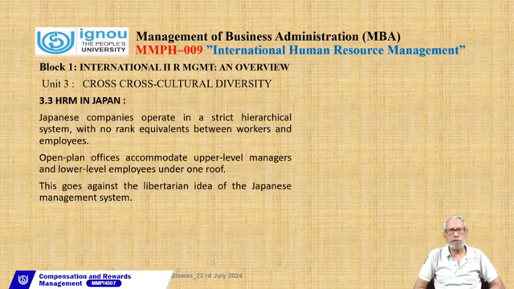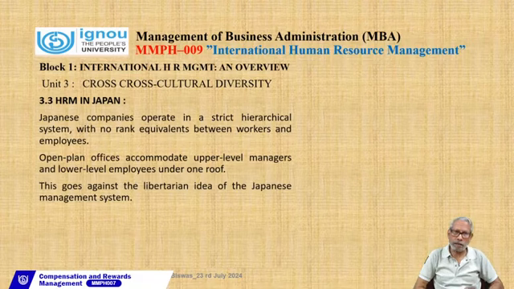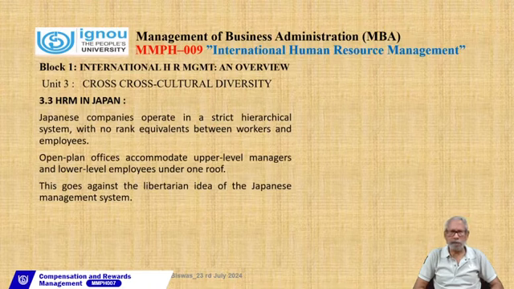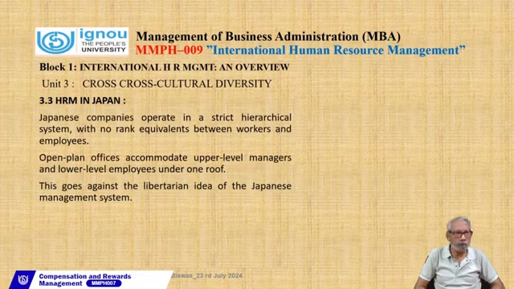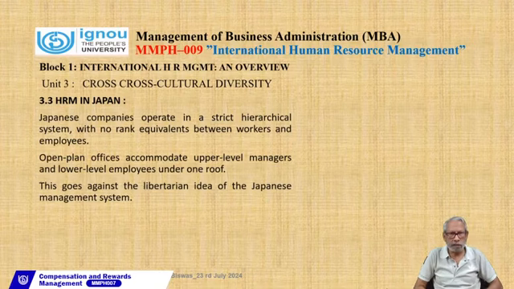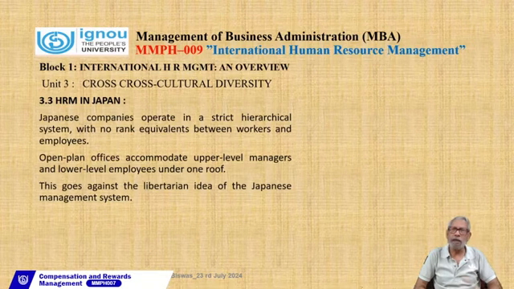Japanese companies basically operate in a strict hierarchical system. They are hierarchical, and workers and employees follow it, and everybody is valued with different rankings. Maybe the hierarchy level is there, but they work as a system, as a team between workers and employees. Basically there is no rank as such, but within the hierarchy there are good discussions. Managers can sometimes participate in the work at worker level. If a particular worker is not able to do something, the manager can come and handle it.